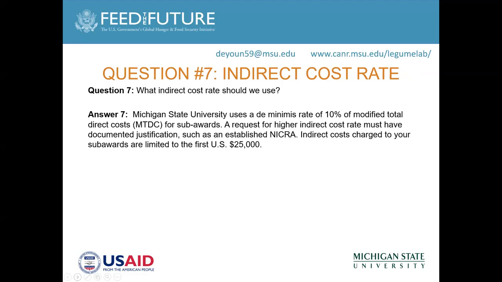Question number 7. What indirect cost rate should we use? Michigan State University uses a de minimis rate of 10% of modified total direct costs, or otherwise known as MTDC, for subawards. A request for higher indirect cost rate must have documented justification, such as an established NICRA. Indirect costs charged to your subawards are limited to the first $25,000 US.